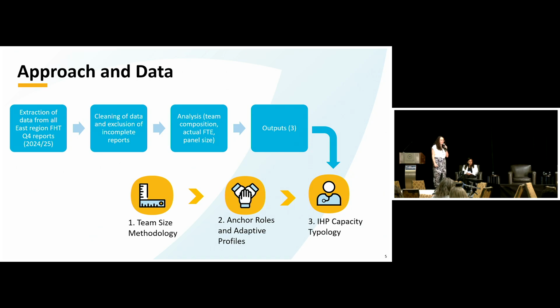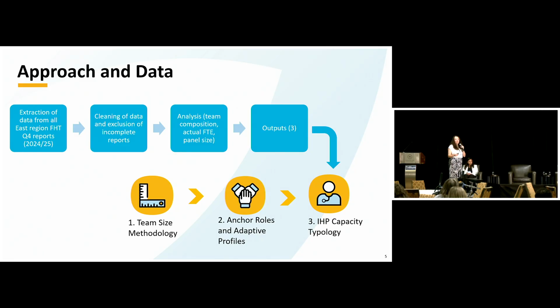So to do this, we analyzed administrative and HR data from 34 family health teams in Eastern Ontario. Our goal was to understand how the teams were composed, so who was on them, and how those structures might relate to attachment capacity, so the panel sizes of the physicians or nurse practitioners in the most responsible provider roles. After cleaning the data and excluding any incomplete reports, we focused on three main elements: the actual members of the team, the actual full-time equivalents on the team, as well as the overall team total panel size or enrollment number, or whatever term you prefer to use.